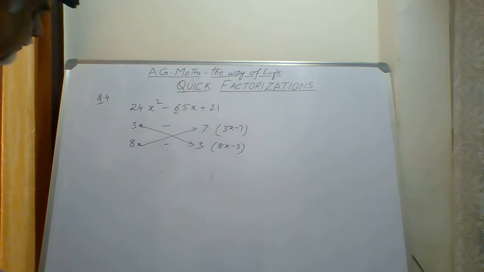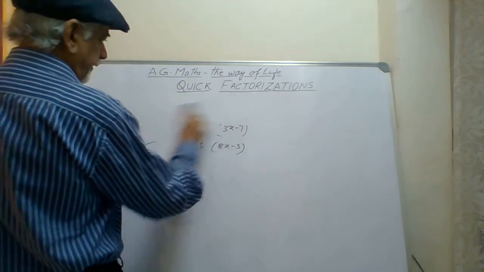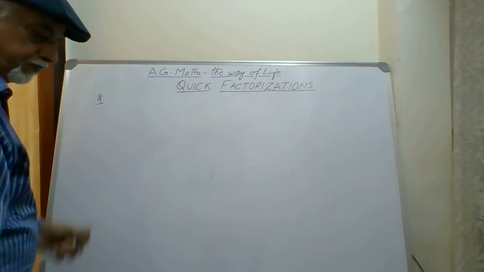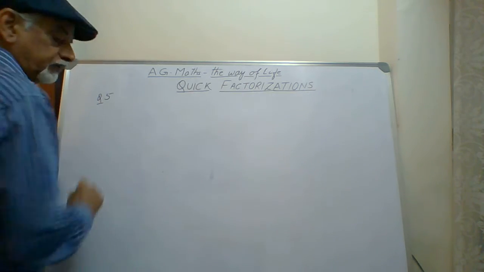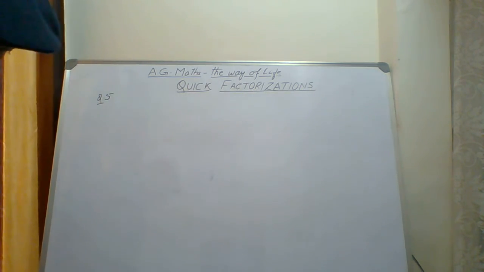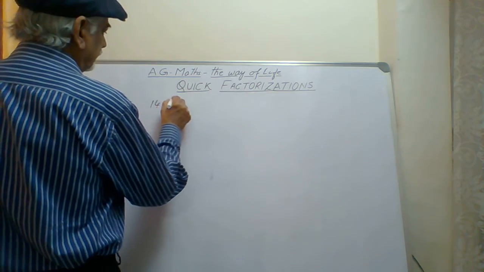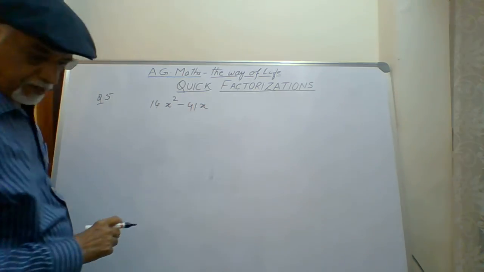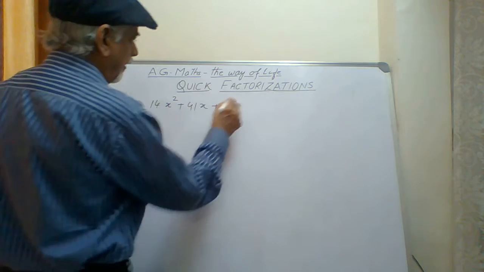Let's try a couple more problems to convince you that this is the process which will be much faster and quicker to give you the correct, accurate answer. Now 14x square minus 41x and a plus of 15. This is also plus and plus of 15, all positive.